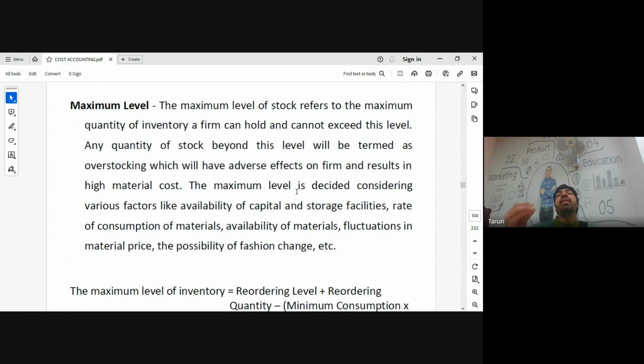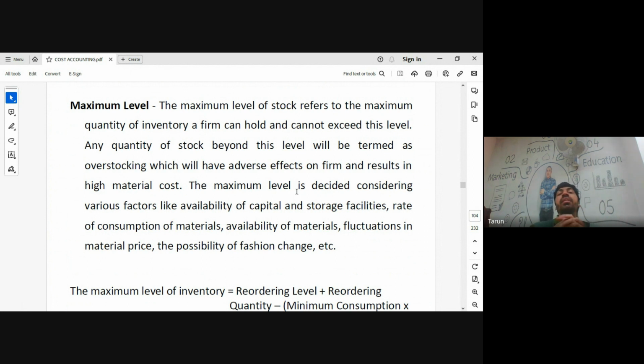If the maximum level is 75%, then the maximum should be 75% only. It cannot go beyond that 75%. And of course, if they go beyond the 75%, the organization cannot hold that percentage of material which goes beyond the 75%. So that level of stock is called the maximum level.